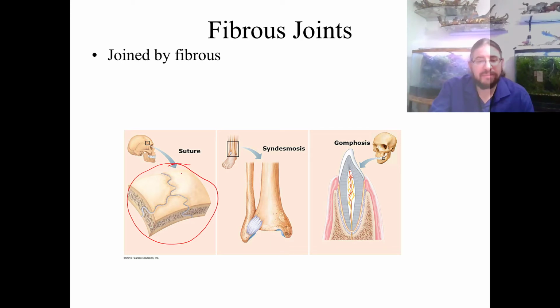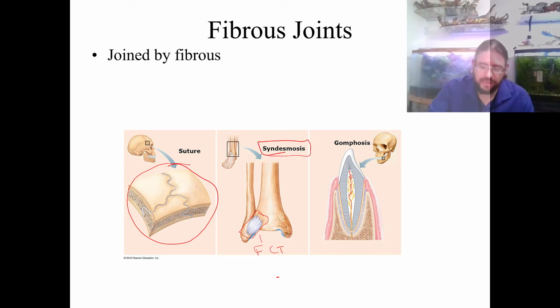Then we have an example of a syndesmosis. This syndesmosis right here also has a small amount of fibrous connective tissue. This is the distal anterior tibiofibular joint. So that is a syndesmosis. It is essentially just sort of mostly locked into place.